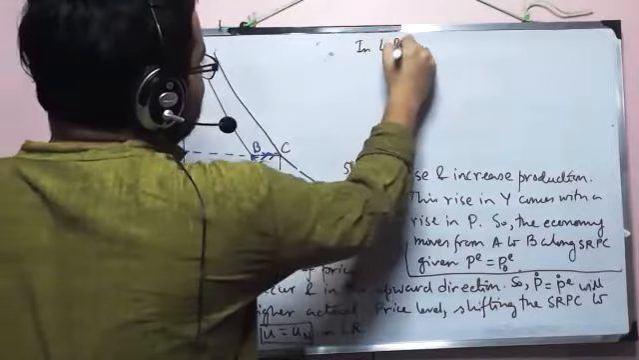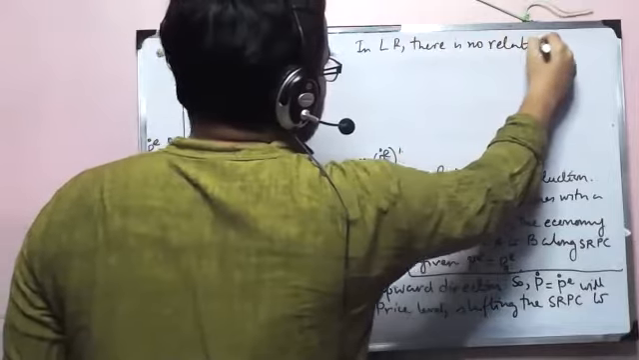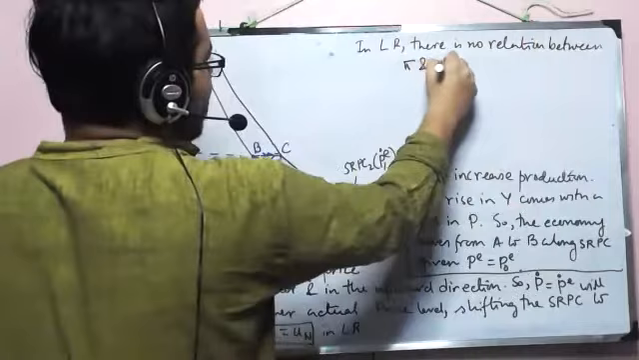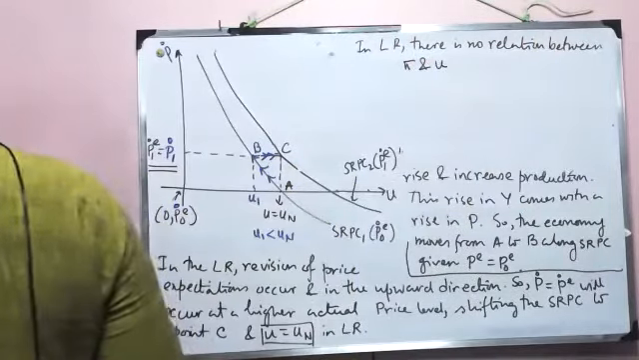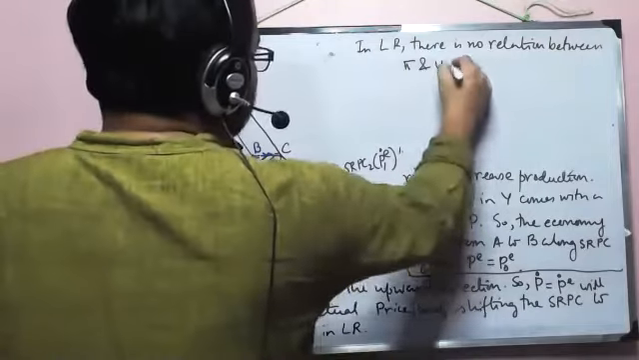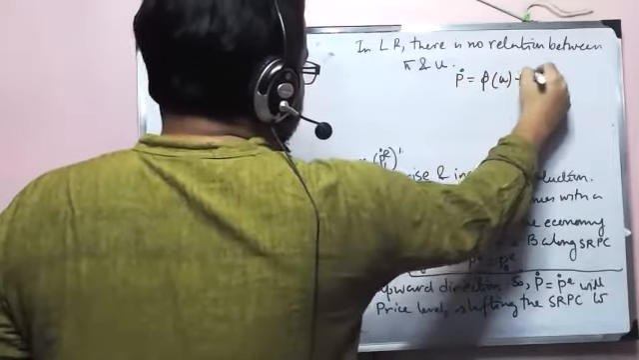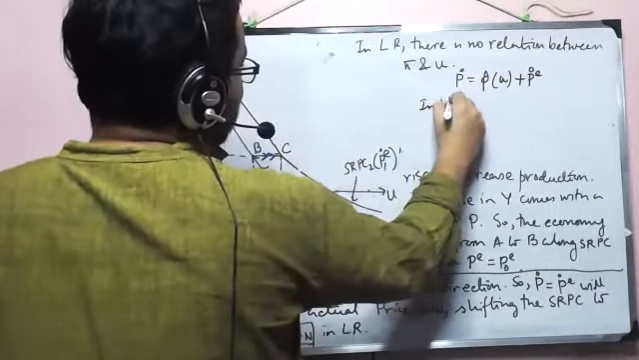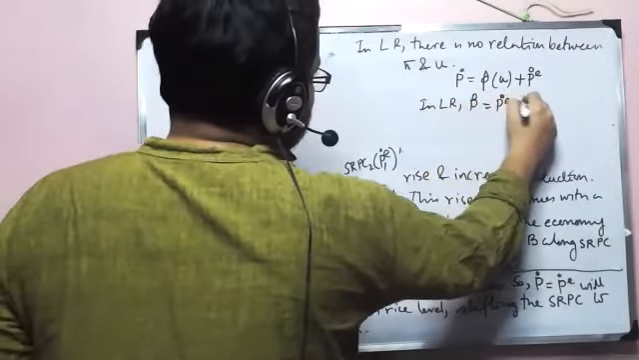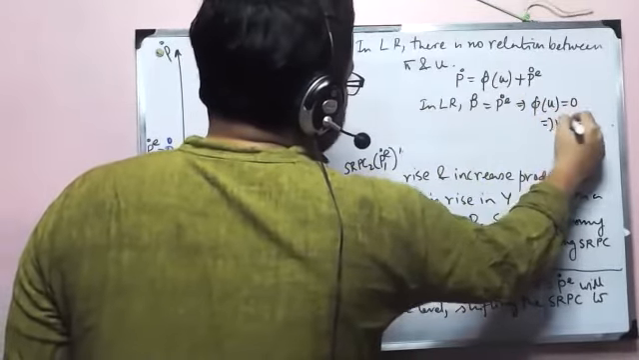In long run, there is no relation between inflation rate and unemployment rate. And we have seen that. So we have shown the fact using this functional structure. So in long run, what happens is expected price change equals the actual price change, which leads to phi of u equal to 0, which implies u equal to un.